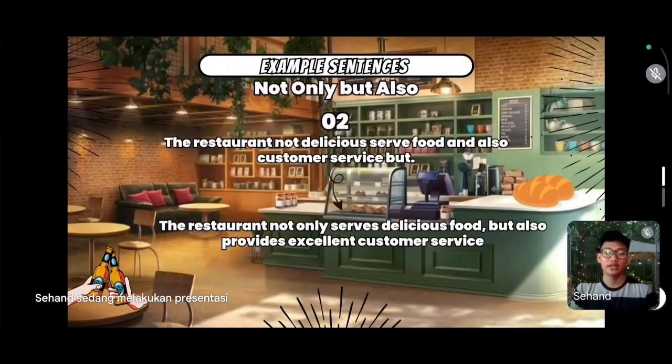The restaurant not only delicious serve food and also customer service, but becomes: The restaurant not only serves delicious food but also provides excellent customer service. The phrase not only...but also is a correlative conjunction used to emphasize that the two statements are both true and equally important. As in the sentence, the restaurant not only serves delicious food but also provides excellent customer service, which highlights the restaurant's excellence in both quality and customer care.